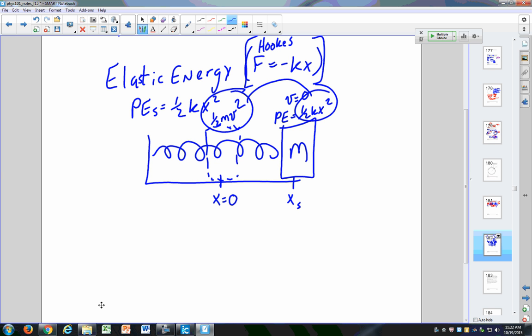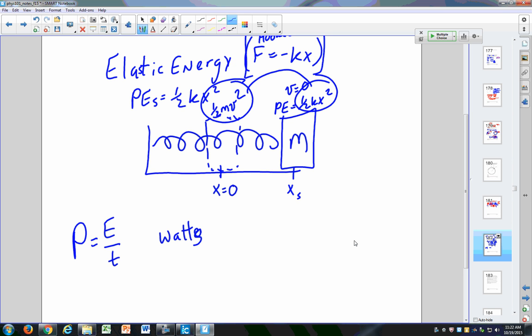Elastic potential energy, power. Power is energy over time. Know the units, watts. It's a joule per second. Then chapter 6 with momentum.